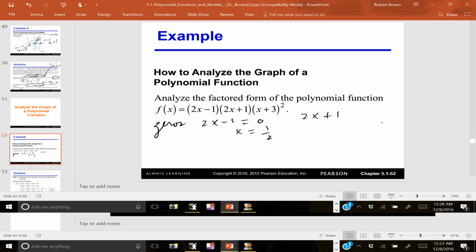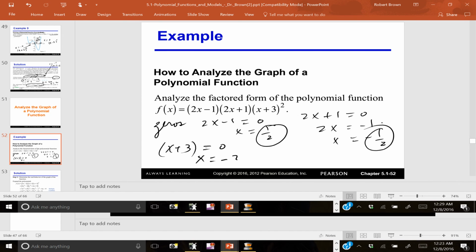2x plus 1 equals 0, 2x equals minus 1, or x equals minus 1/2. So we have 1/2, minus 1/2, and then finally x plus 3 equals 0, and x equals minus 3 is a zero. This is multiplicity 2, multiplicity 1, and multiplicity 1. So let's continue.